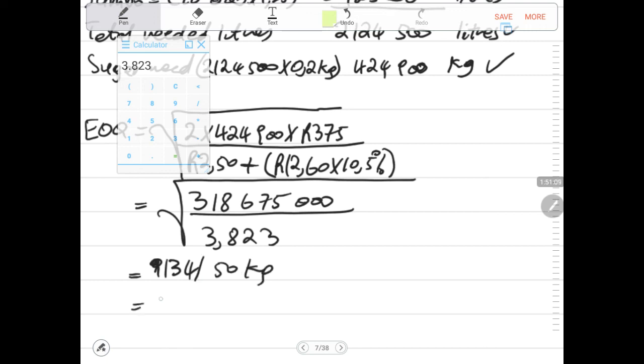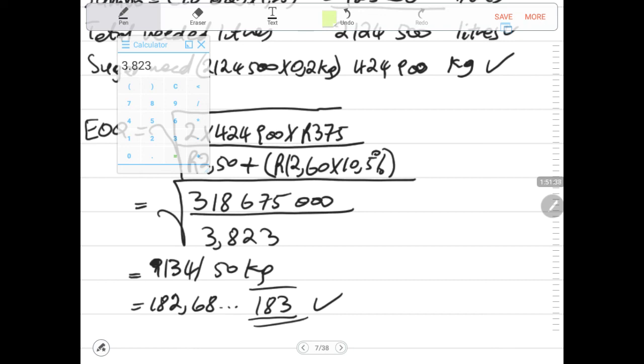This will give us 182.68. Then rounded off, 183 units per order. Meaning it will be 183 units of a 50 kg fabric sack per order. So now that will be the final answer that you get.